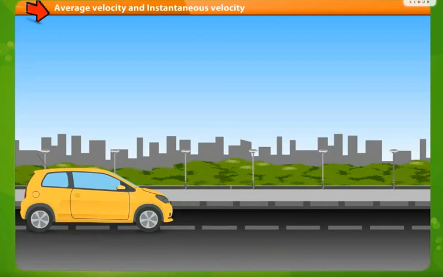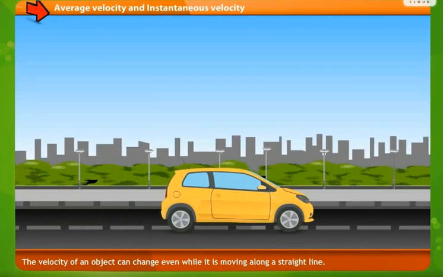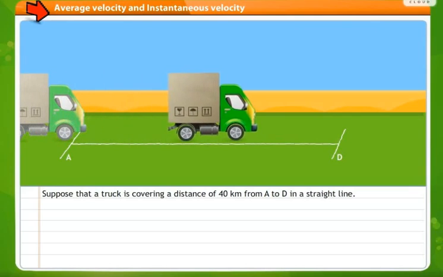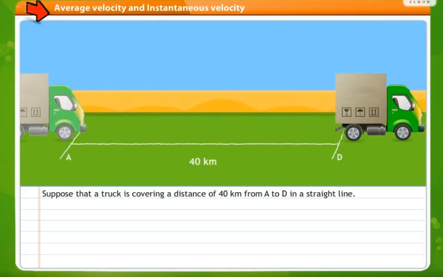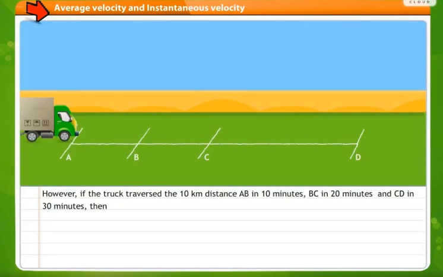As we have seen the difference between speed and velocity, now we will further study average velocity and instantaneous velocity. First, we will study what is average velocity. The velocity of an object can change even if it is moving in a straight line. Suppose that a truck is covering a distance of 40 km from A to D in a straight line. That is, displacement will be 40 km. If it requires altogether 1 hour for this, the average velocity is 40 km per hour.